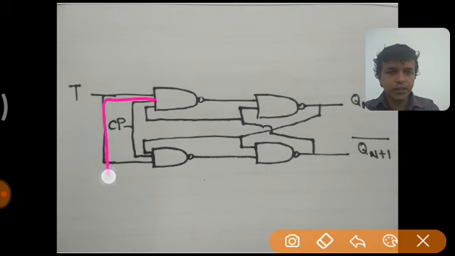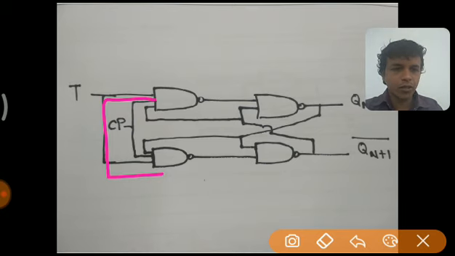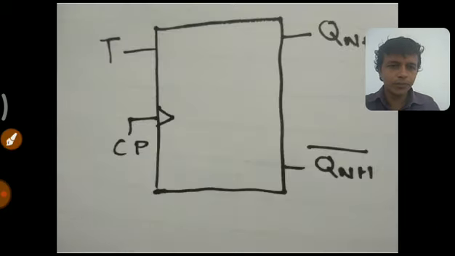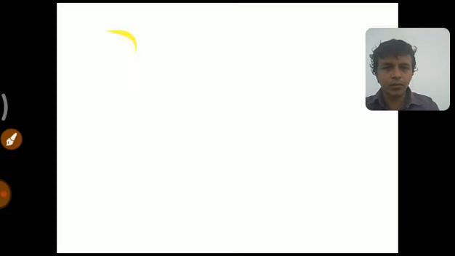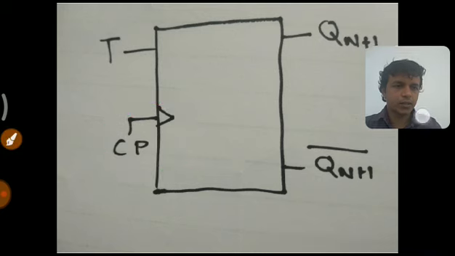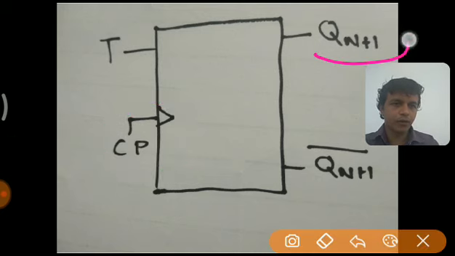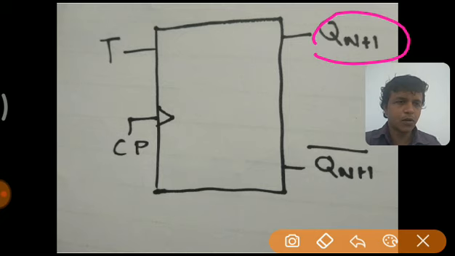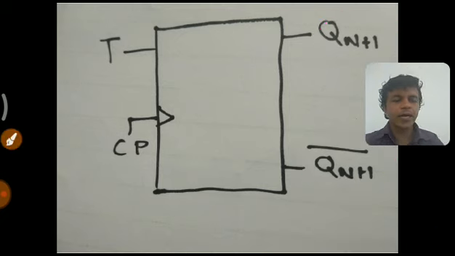We are joining J and K of JK flip-flop together, and a single lead is taken, that is taken as T. So this is the circuit of T flip-flop. And this is the symbolic representation of T flip-flop. Only one input is available, and this is the clock pulse signal, and this is the output of T flip-flop, Q of n plus 1, and the complement of output, Q of n plus 1 bar. Okay, so this is regarding all the flip-flops.